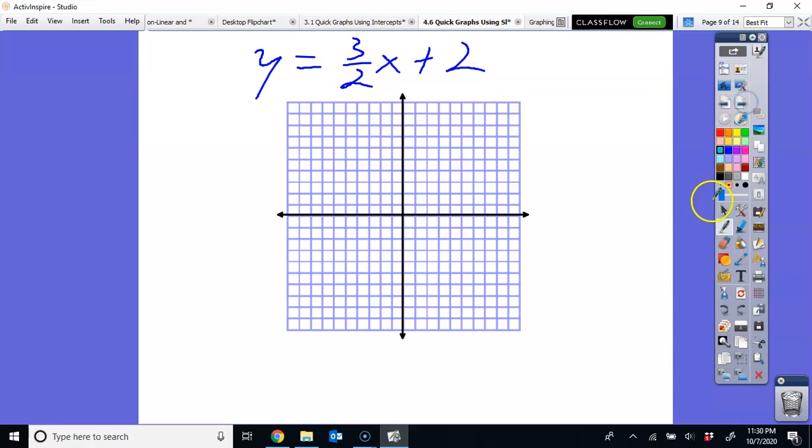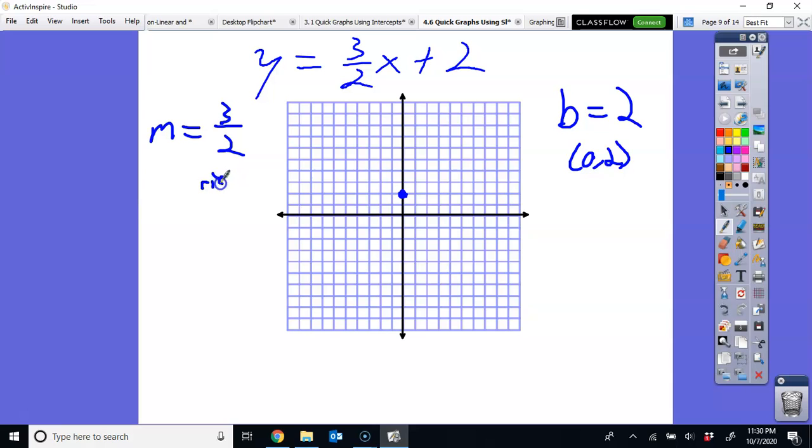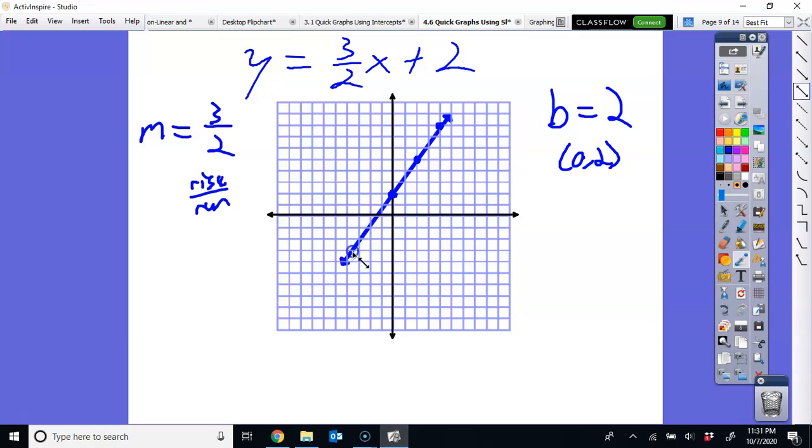Let's say we have y equals 3/2 x plus 2. The b value is 2, or (0, 2), the y-intercept. The m, the slope, is 3/2, or rise over run. That means my line is going up 3 over 2, up 3 over 2. Look at what I just did. I just got a graph of my linear equation across there.